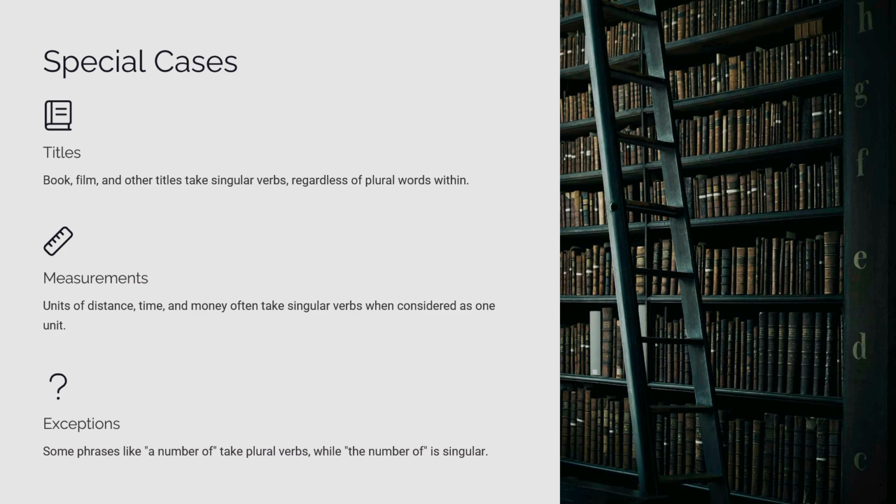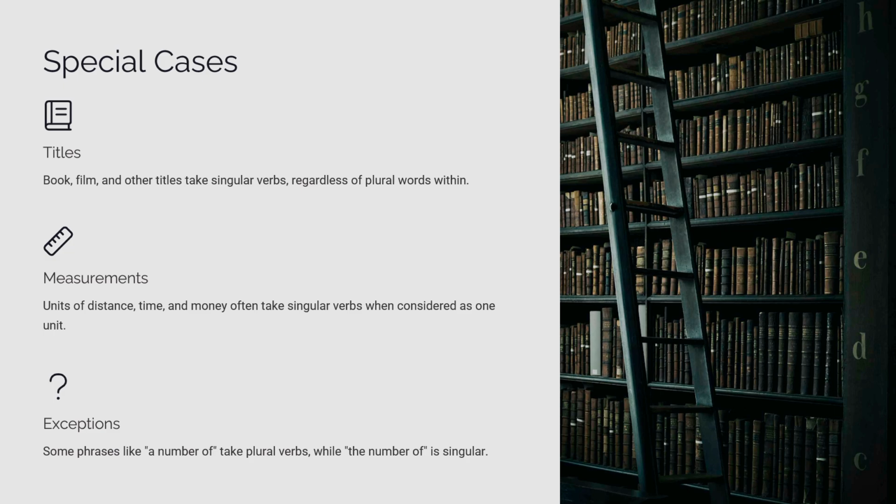Now, these special cases help clarify subject-verb agreement by recognizing that certain subjects, though they might appear plural, represent single concepts or entities in the sentence. There are also some specific phrases with their own agreement rules. So, for example, a number of takes a plural verb, as in a number of students are attending the workshop, while the number of takes a singular verb, as in the number of students attending is impressive.